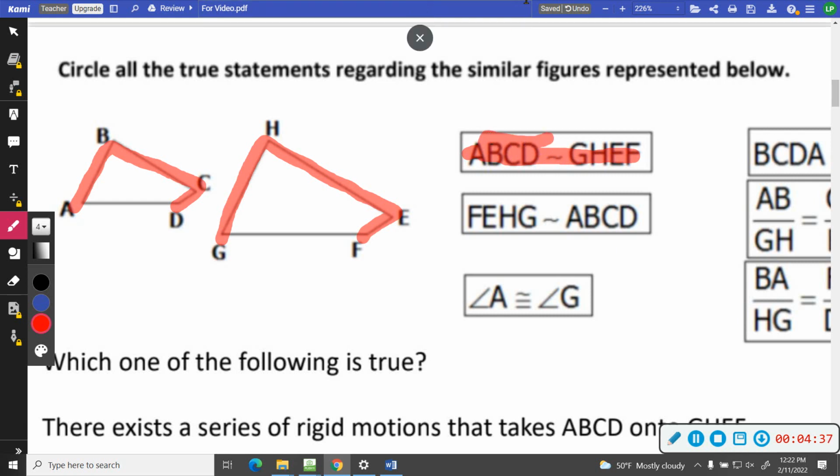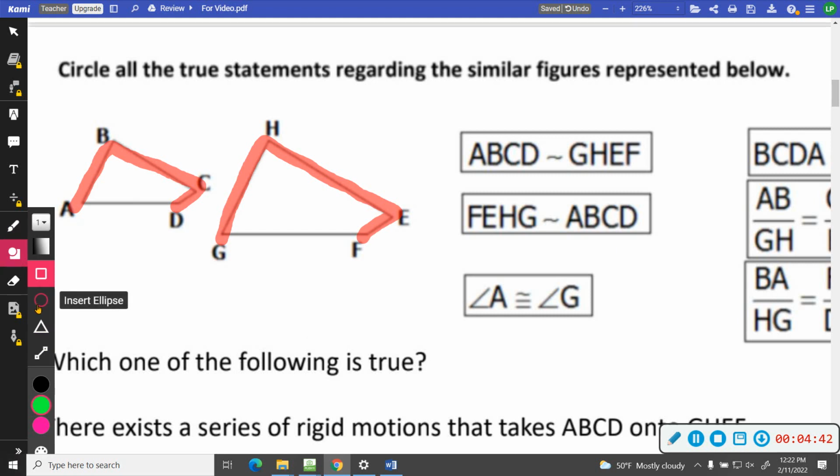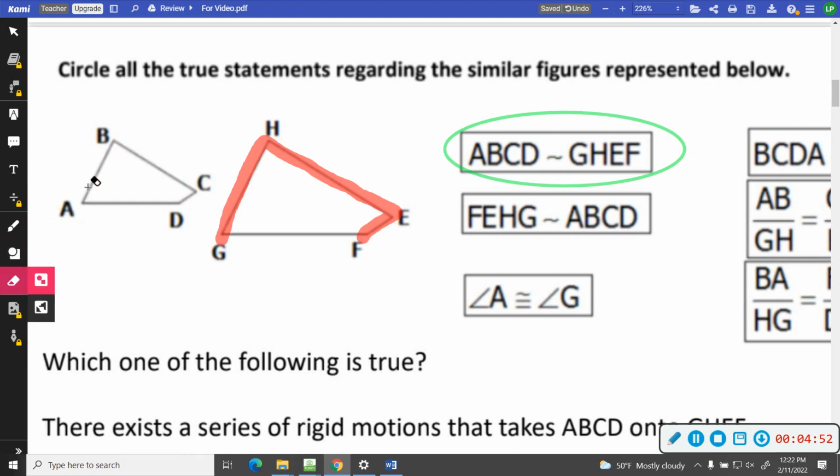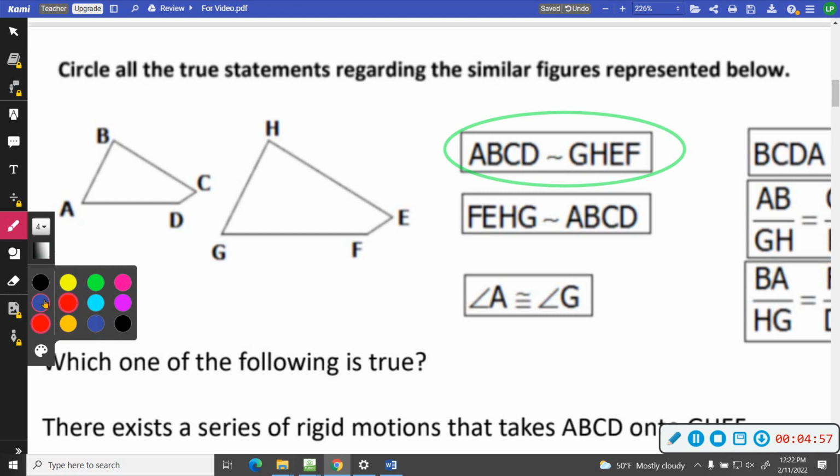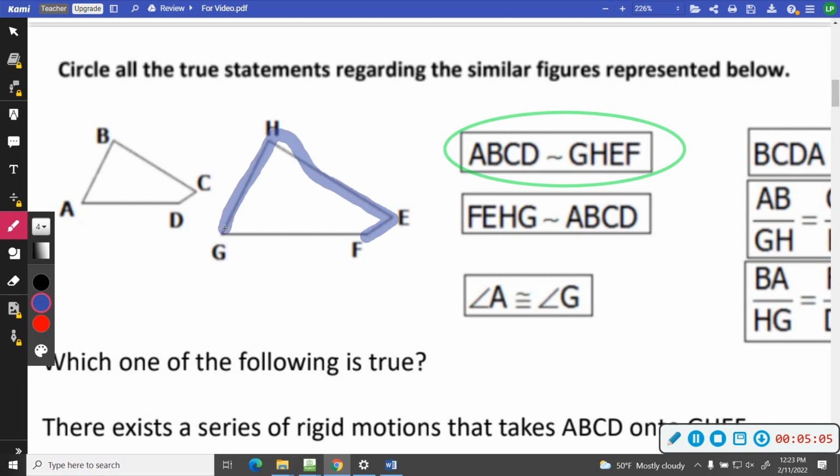It looks like I'm crossing it off. It's not what I'm trying to show. So we're supposed to circle, so I'll circle this one. Okay. Let's see, another similarity statement. On this one, they go F, E, H, G. It's okay to start with this one. If you're going to call it similar, you need to start at D. So we would need to start at D, which they do not. So this one is not true.